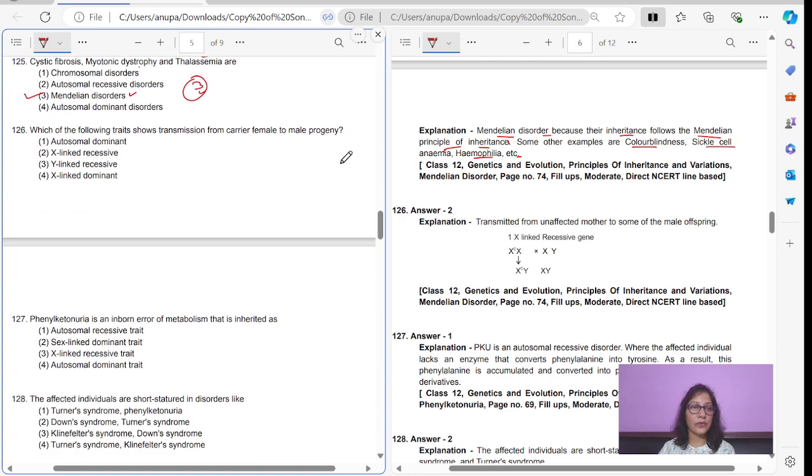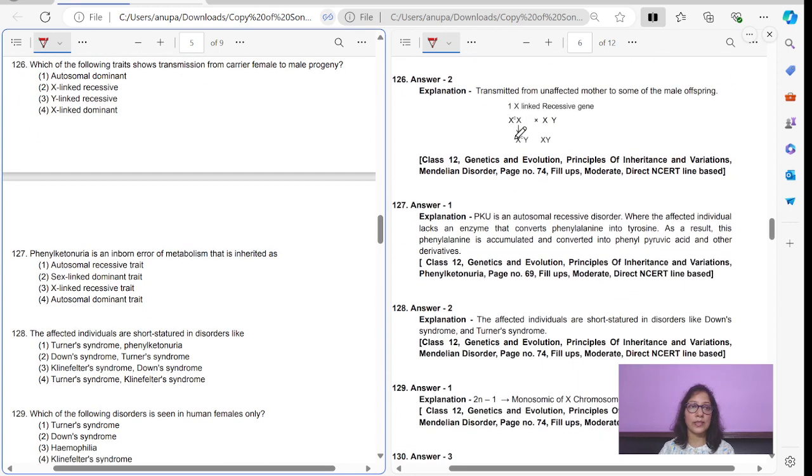Now let's move to the next question, that is question number 126. Question number 126 states that which of the following traits shows transmission from carrier female to male progeny? And the options are autosomal dominant, X-linked recessive, Y-linked recessive, and X-linked dominant. So the answer of this question will be X-linked recessive. That is option number 2.